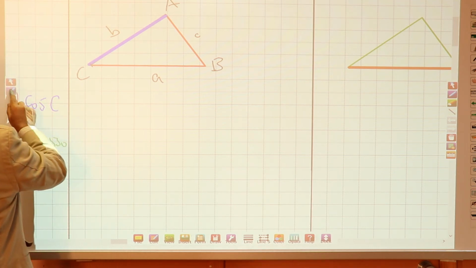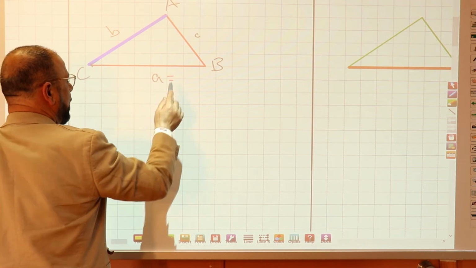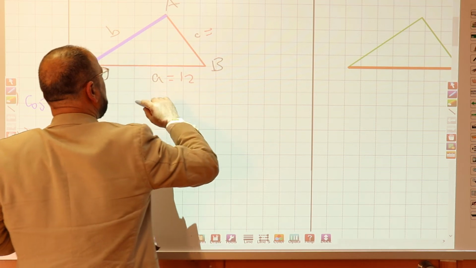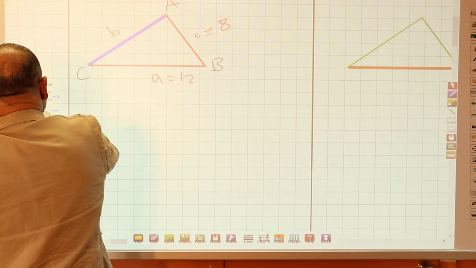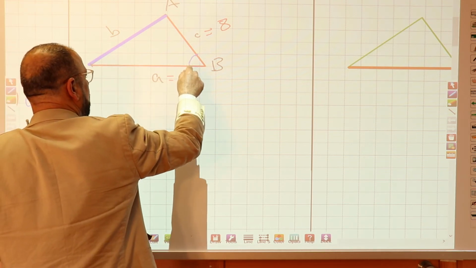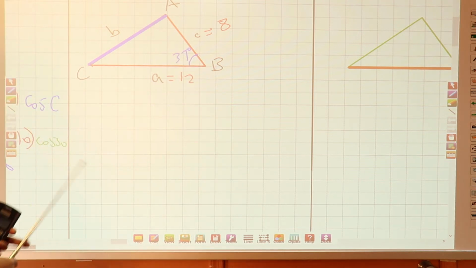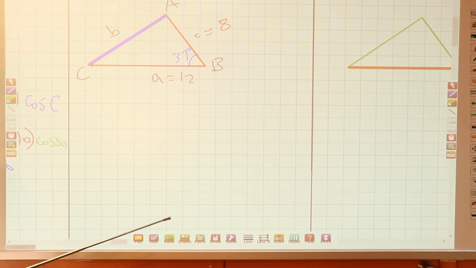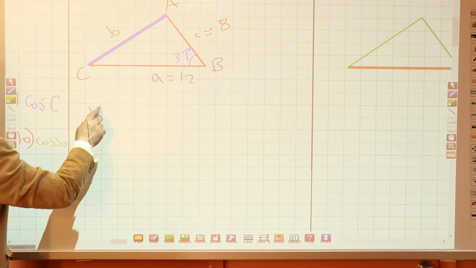Okay, if A equal 12, and C equal to 8, and the angle between them is 37 degrees, since I have the angle between two sides, then I have to apply law of cosine. Which side we need to find? The B. Right? What we have to do, look here, B square equal.